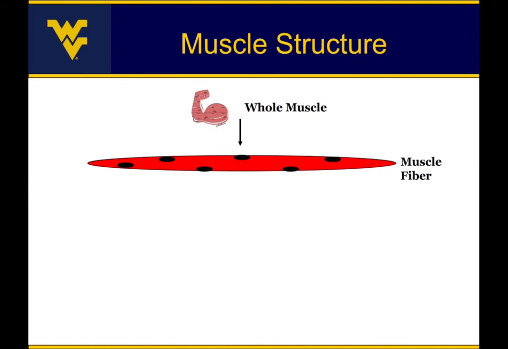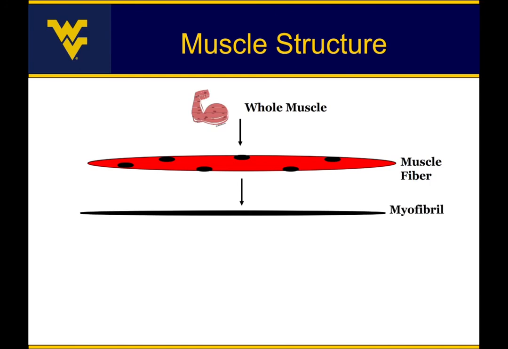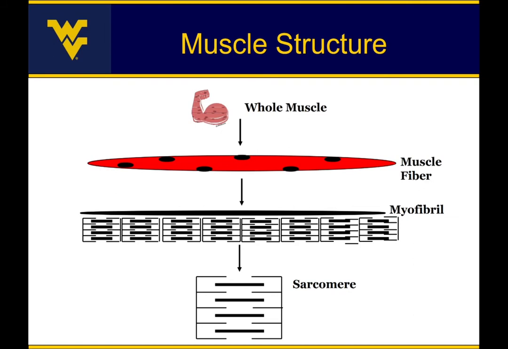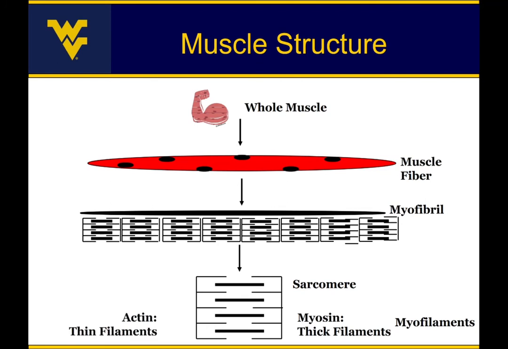The muscle fiber can be further broken down into a structure called the myofibril. There are numerous myofibrils contained within any one skeletal muscle fiber. The myofibril is further broken down into a structure called the sarcomere, and there are multiple sarcomeres that are lined up all along the length of the myofibril. When we look at any one individual sarcomere, the sarcomere is composed of myofilaments, and the two myofilaments we'll consider today are the thick filament called myosin and the thin filament called actin.